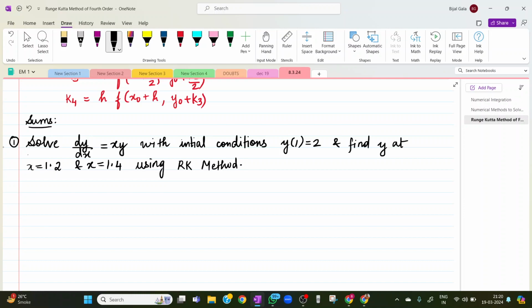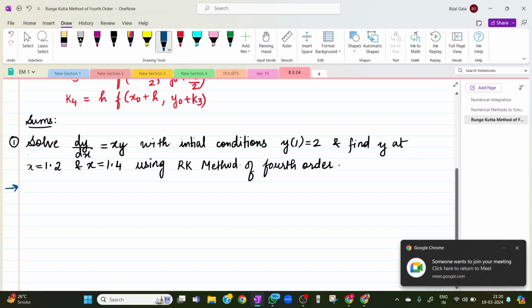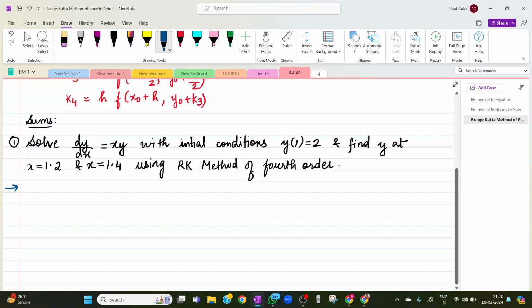Always understand, this is the Runge Kutta method of fourth order. The method name will be mentioned very, very clearly. The question will tell you clearly which method to use, and you are expected to follow the same method. You cannot change the method. Observing dy by dx, it is already in the standard form. And if it is in the standard form, I'll write f of x comma y is x times y.